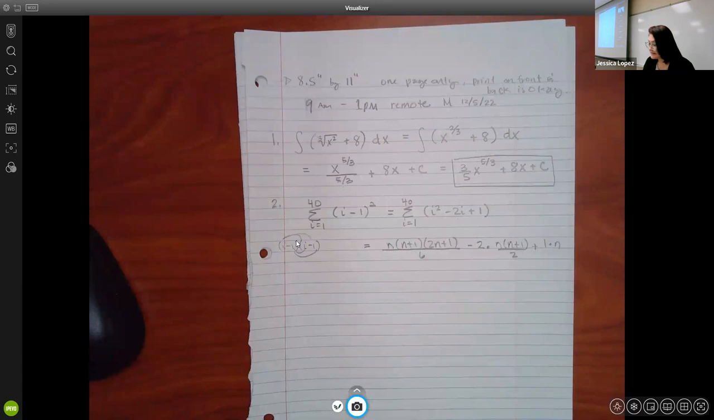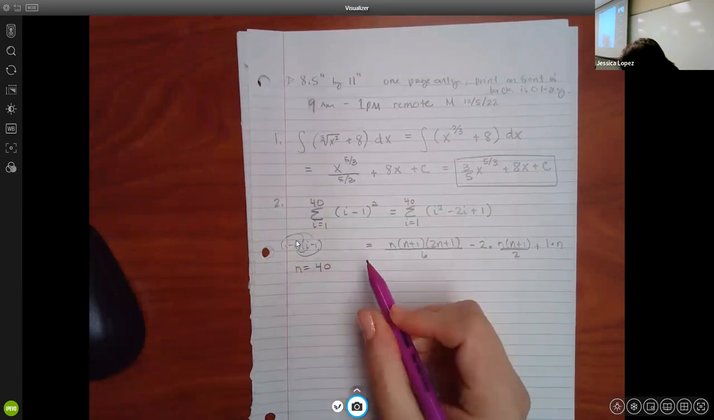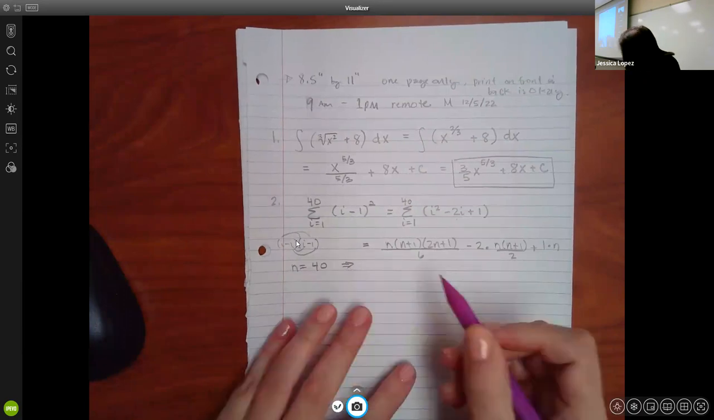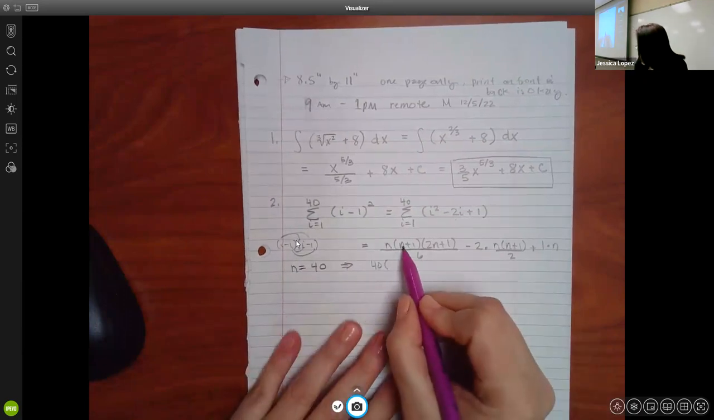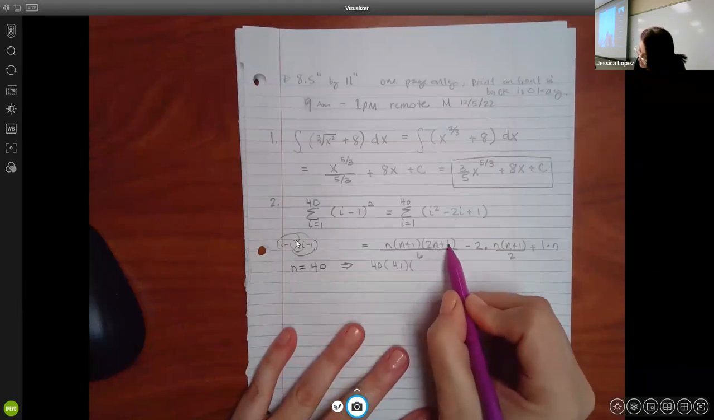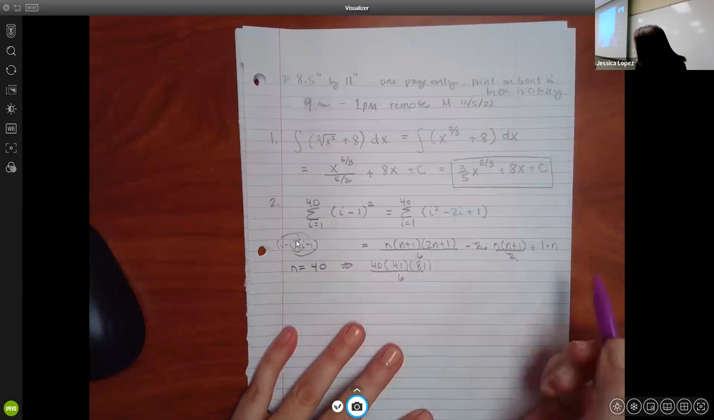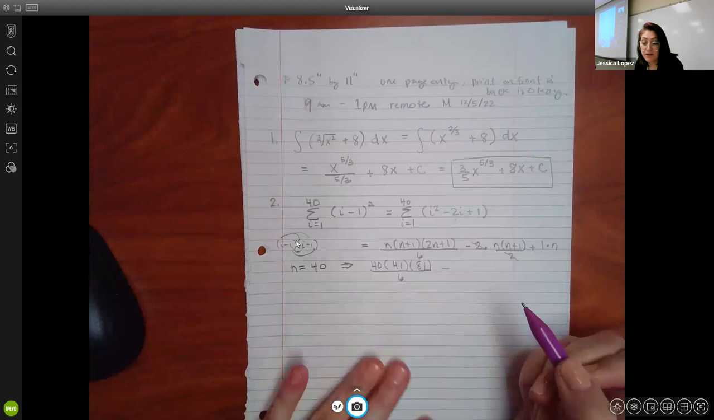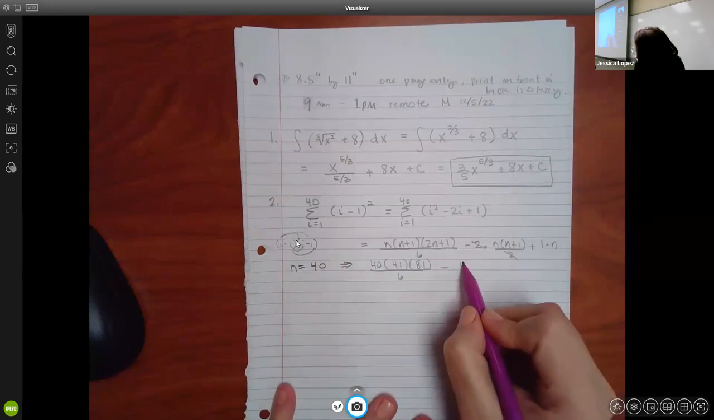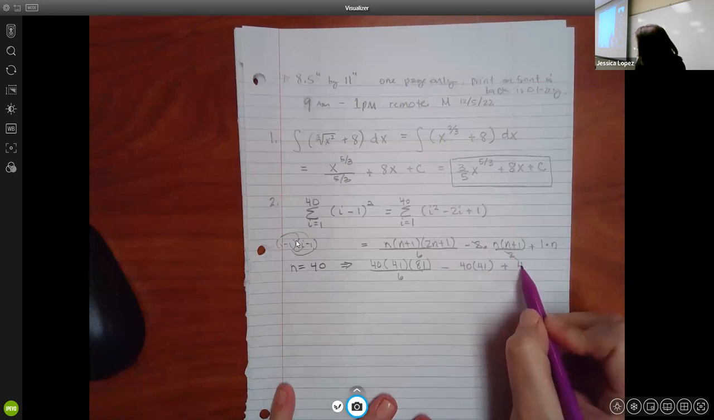In this case, what is n? 40. It is, right. So n equals 40. It's that top number, which means I'm going to get 40 times 40 plus 1, which is just going to be 41. 2 times 40 is 80 plus 1 over 6. Here you can cancel out the 2s to make the computation a little bit easier in the calculator. But then you would have 40 times 41. And here you'd have 1 times 40, which is just 40.